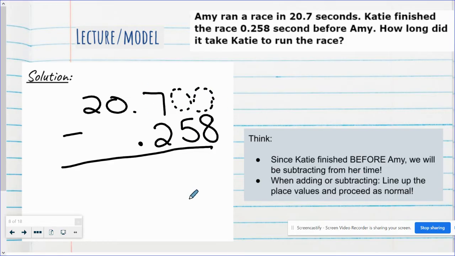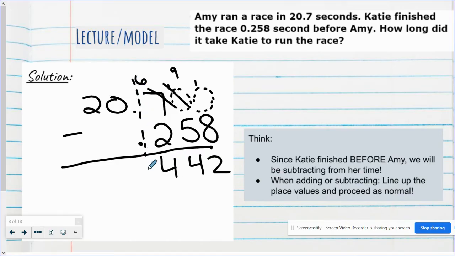We can't do 0 minus 8, and there's nothing to borrow, so we're going to have to do a double borrow. Again, this is a skill we should already have. I'm going to make that 7 a 6. Our first invisible 0 becomes a 10, but then I need to make it a 9. And now our last invisible 0 becomes a 10. 10 minus 8 is 2. 9 minus 5 is 4. 6 minus 2 is also 4.